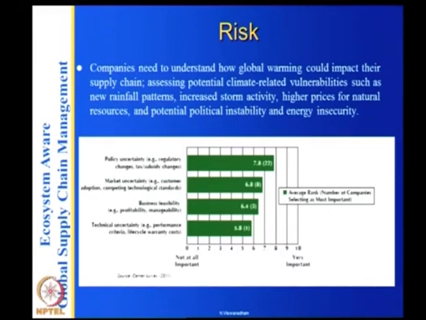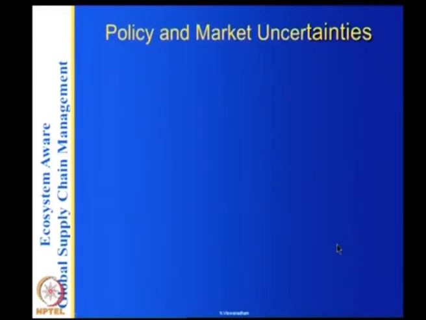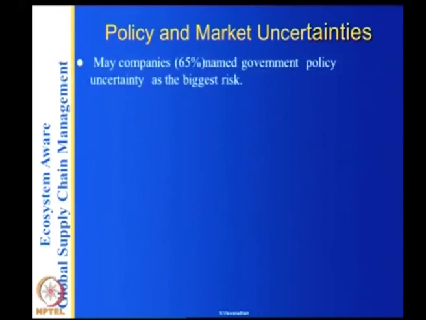So, what somebody has done in this survey is that they find that the risk is 7.8 for policy uncertainty and 6.8 for market uncertainty, and for business feasibility 6.4 and technical uncertainty 5.8. So that's basically the risks that the supply chain faces. So, if you look at the policy and market uncertainties in more detail, many companies, 65%, named government policy uncertainty as the biggest risk.